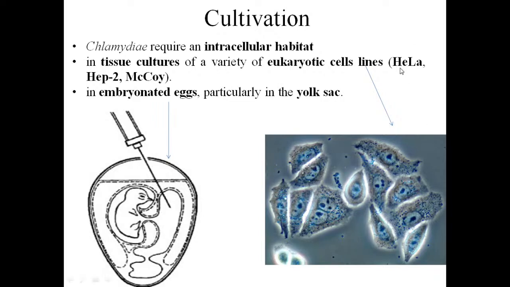HeLa is a tissue culture that was obtained first from an American woman, Helen, in about 1950. She had cancer of the uterus. HeLa cells are able to multiply and multiply. So these cells are used for replication, for cultivation of obligate parasites. Another method for cultivation is in embryonated eggs, particularly in the yolk sac. The yolk sac here is the same as for the previous pathogen, rickettsia. It is cultivation of chlamydia in cell lines. They form inclusion bodies.